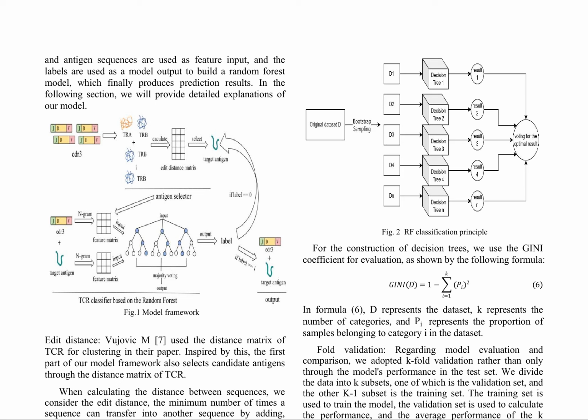using k-fold validation. The edit distance calculation is a crucial step, measuring the minimum number of operations required to transform one sequence into another. The authors provide four formulas to calculate the edit distance, considering additions, deletions, and modifications. The edit distance is used to select candidate antigens for the random forest model.